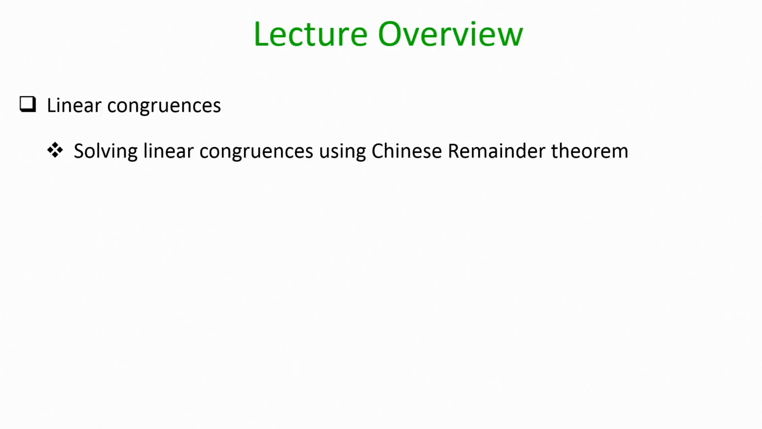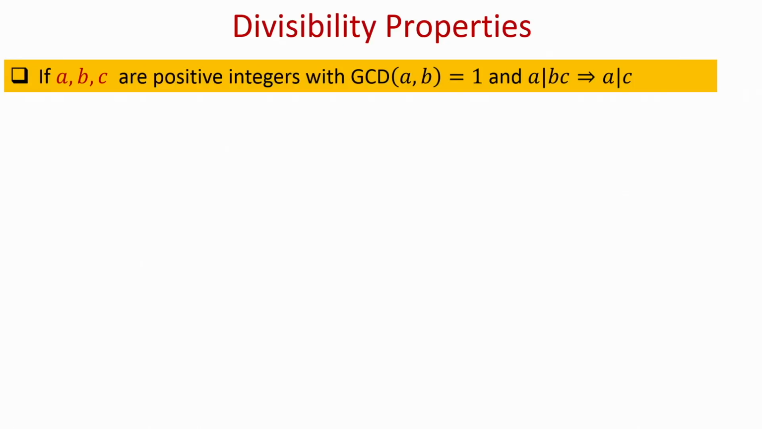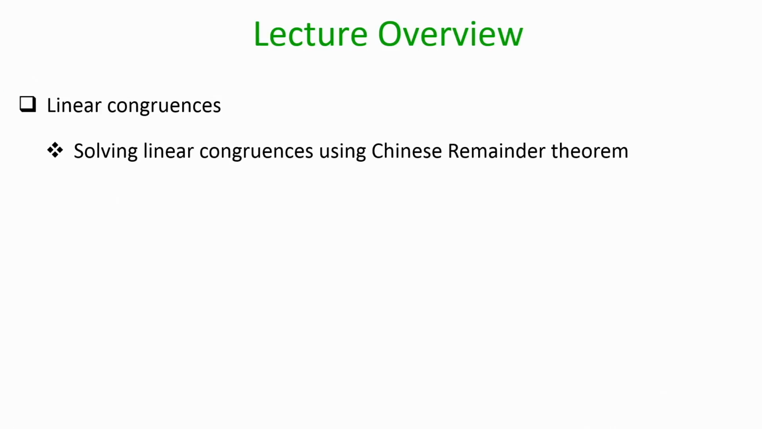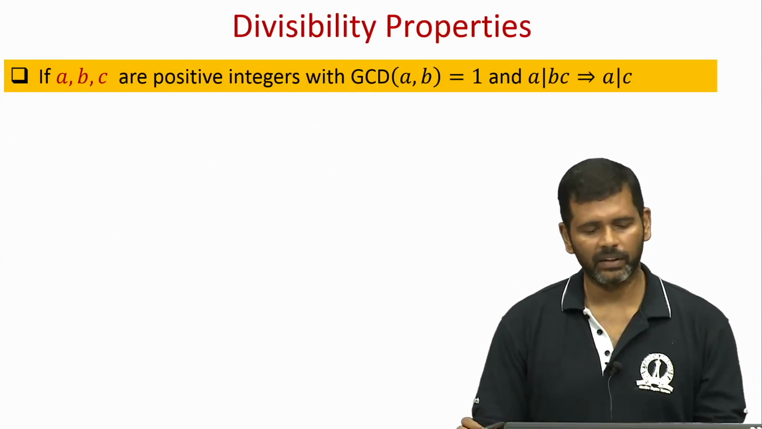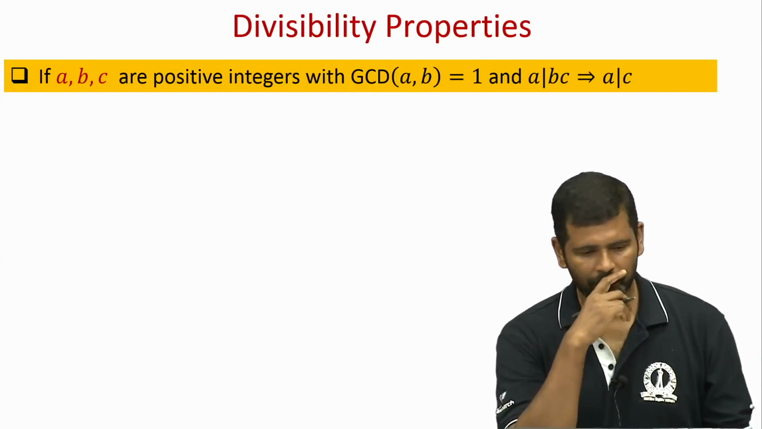In this lecture we will continue our discussion regarding solving linear congruences using CRT, and specifically we will focus on the uniqueness part of the solution. We want to prove that there exists a unique solution in the range 0 to the bigger modulus satisfying the system of linear congruences. So, we start with some basic properties of divisibility.